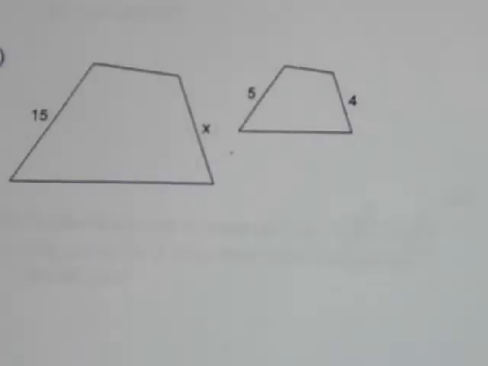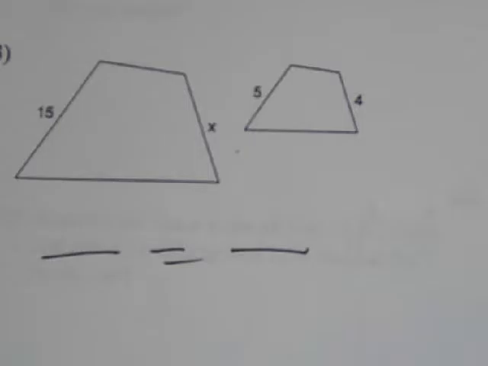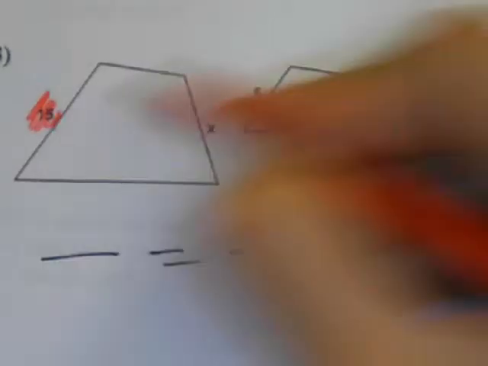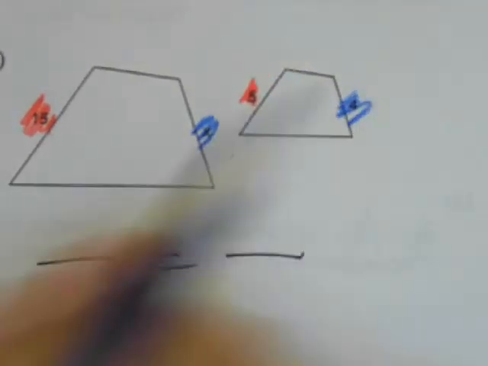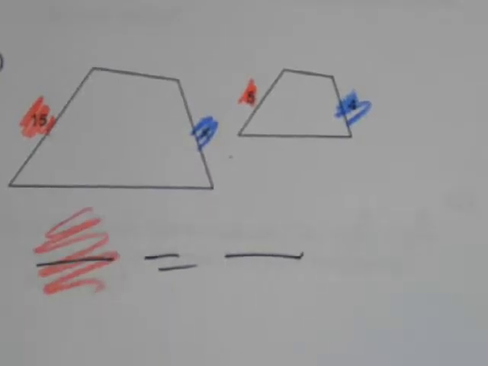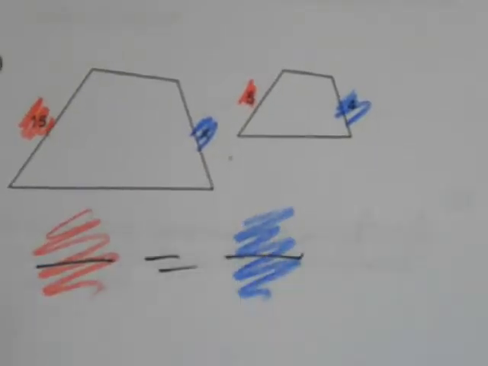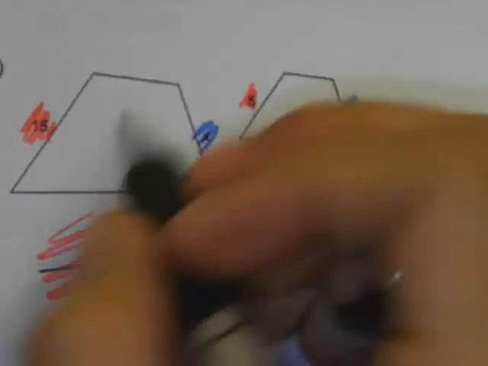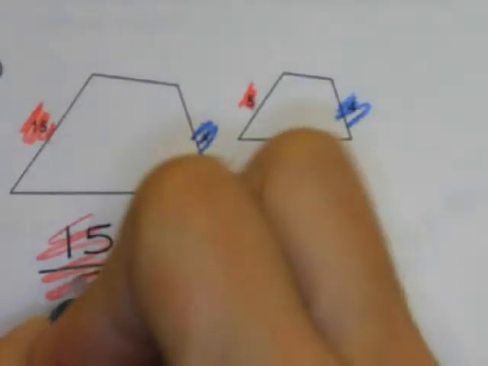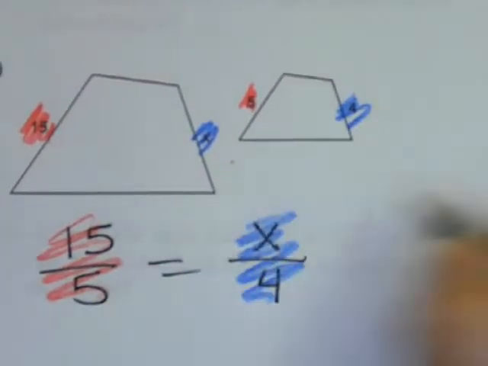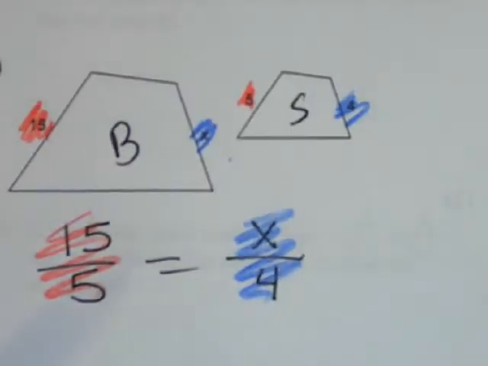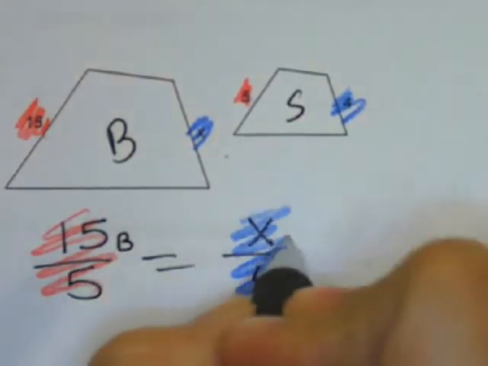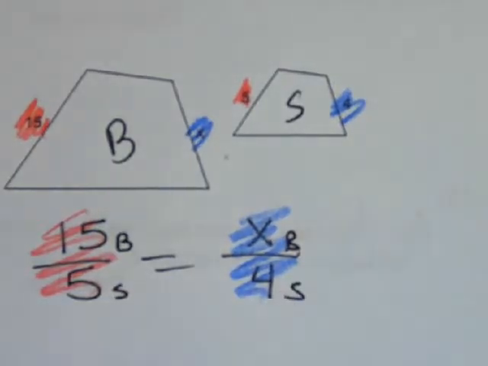Alright, number 3. Did you guys set it up before I did? I answered your question. That gave you enough time to color here, here. So it's red on this side, blue on this side. So I would do 15 over 5 is x over 4. Why is it in that order? Well, this is my big shape, and this is my small shape. I just put big on top and small on the bottom.